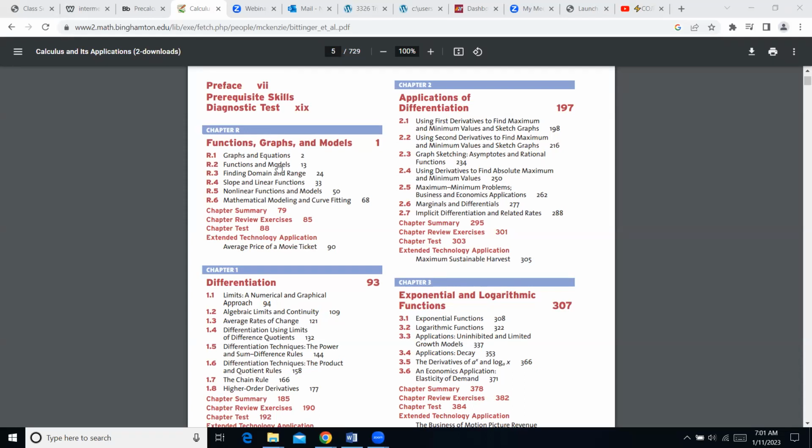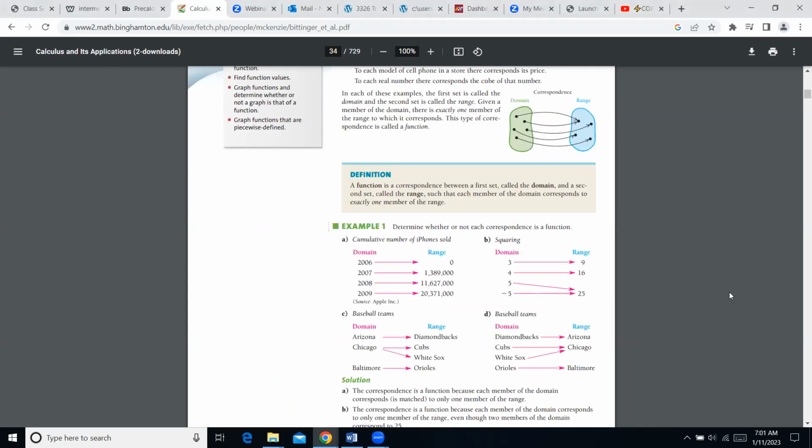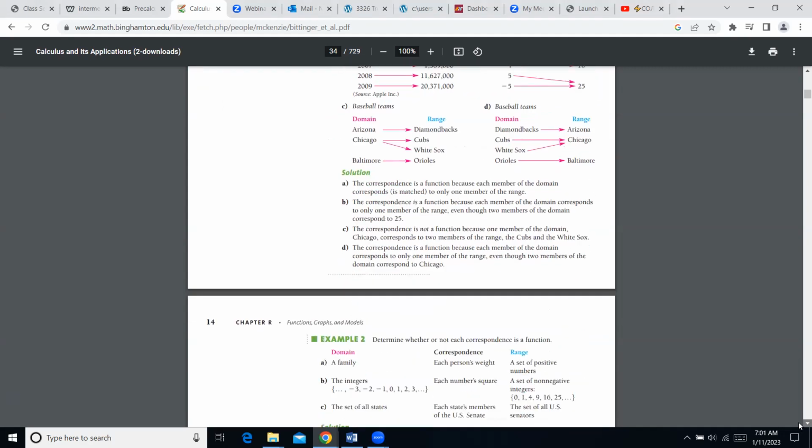And I'm going to move to section 2, right? That's what we were looking at last time. I'm not sure if we had a quiz.